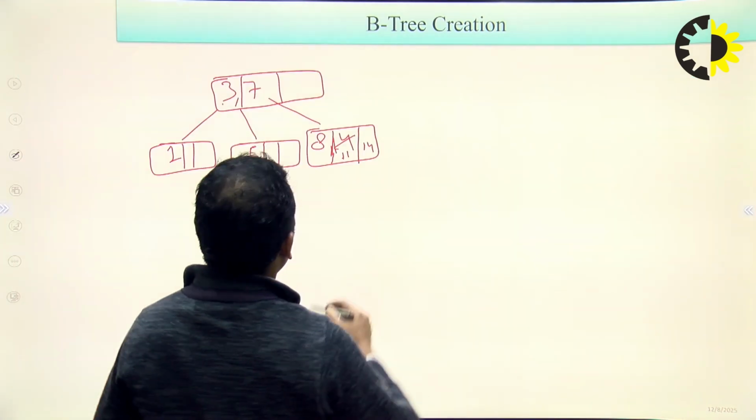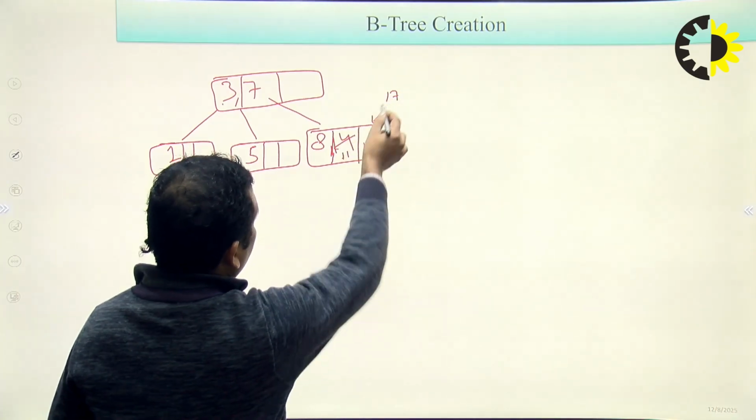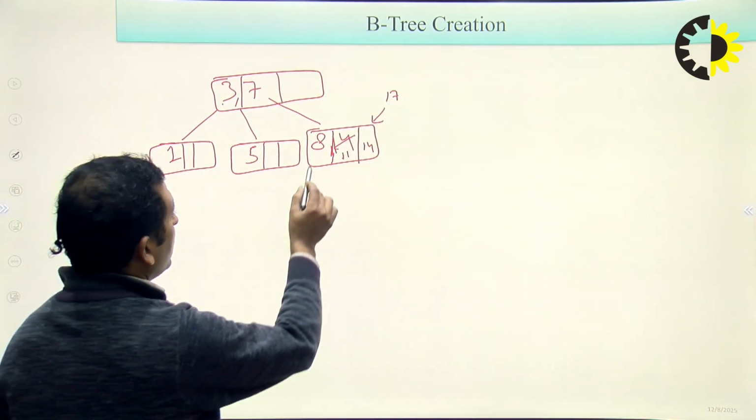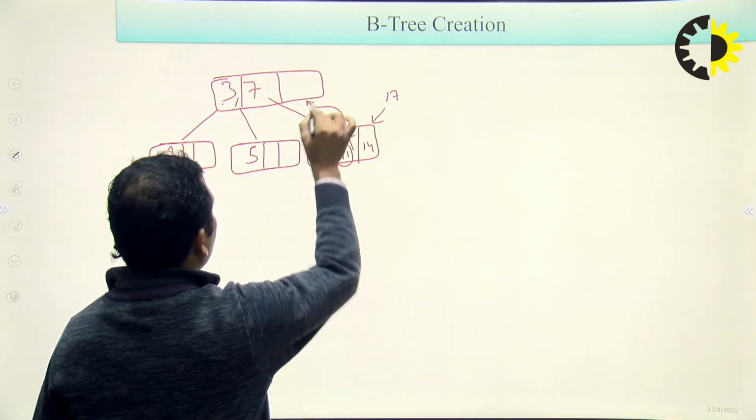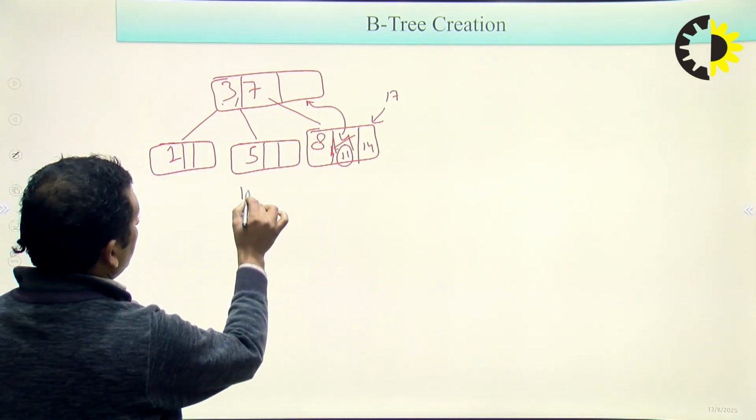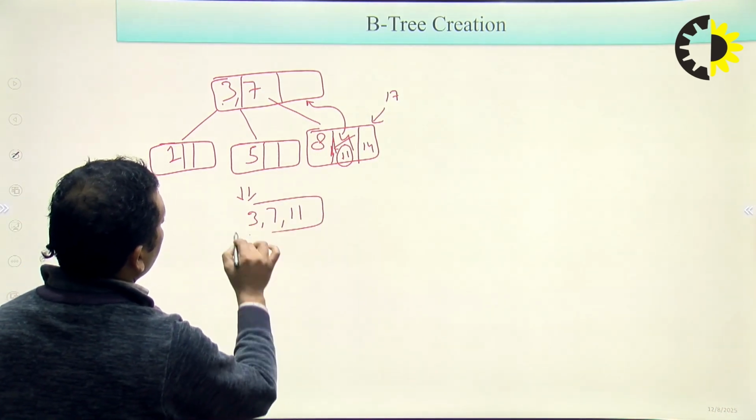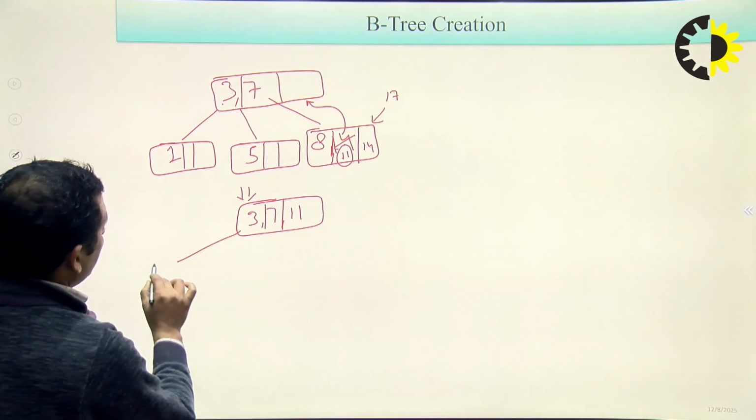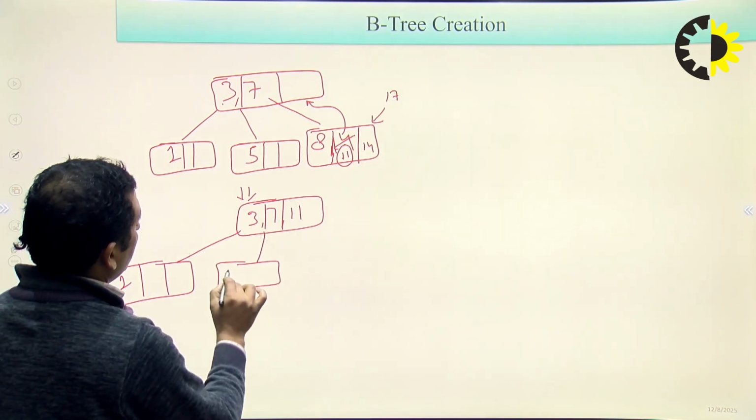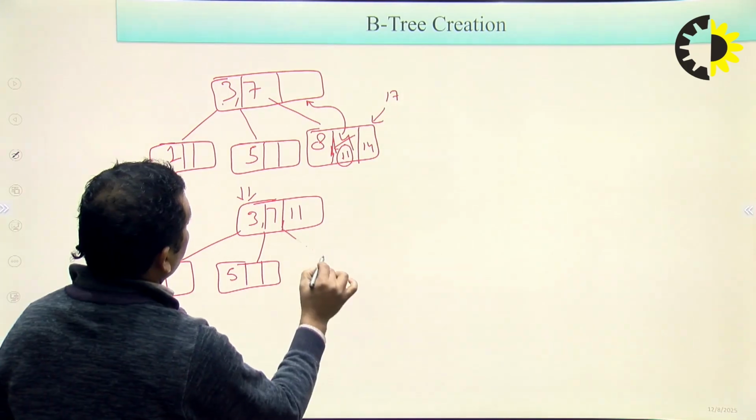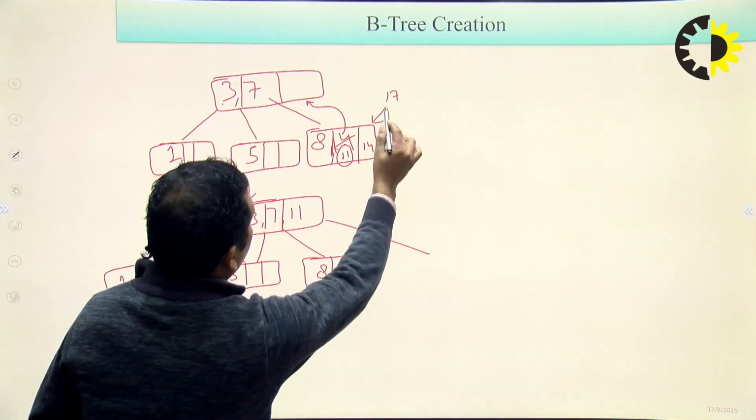Now the key is 17. 17 is greater than 7, so want to come here, but no space. Try to come here at this particular node: the midpoint of 8, 11, 14 and 17, left bias, is 11. 11 will go upside. So our tree now is 3, 7, 11, and this is 1, this is 5, and this is split in two parts. This is 8 and here 14 and 17.